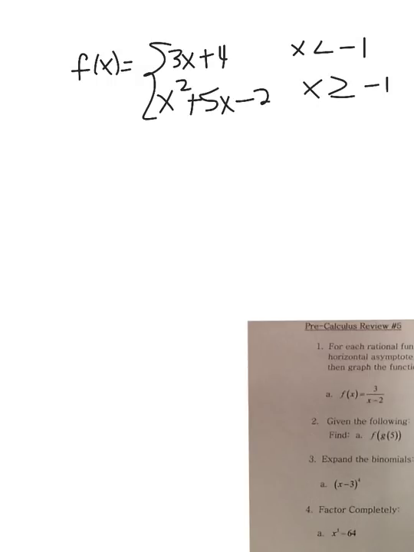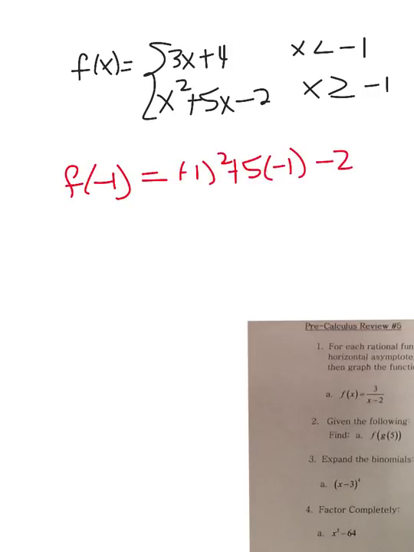Okay, so for the first one, we're looking for f(-1). So I have to see where it falls. My x is -1. So does it fall in as x is less than -1 or x is greater than or equal to -1? Since x is -1, it falls right in here, so I have to plug it into the bottom part. So it would be (-1)² + 5 times -1 - 2. So f(-1) would be equal to -6.